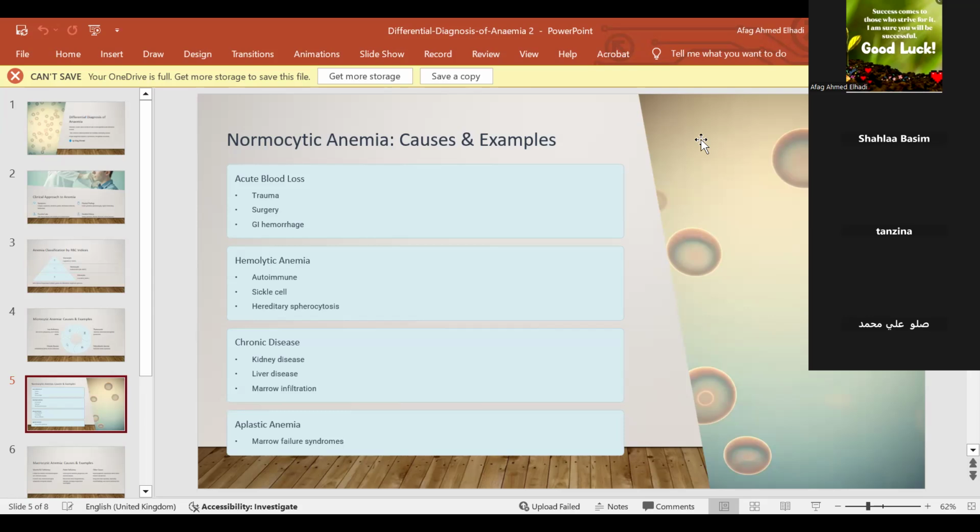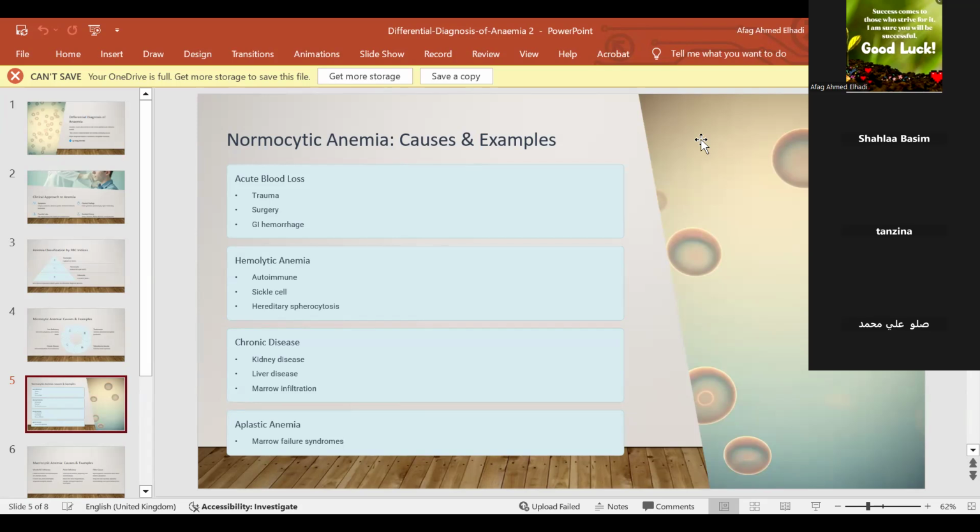So as you can see, to have a normocytic anemia, with normal red blood cell shape, the cause could be trauma, surgery, and hemorrhage. So as you can imagine, we don't have any problem with the synthesis of the hemoglobin or the shape of the hemoglobin. It's all about the loss of blood or autoimmune disease that can cause destruction to the RBCs, but still the remaining RBCs will be normal shape.